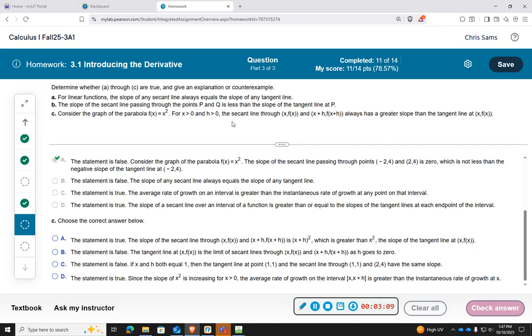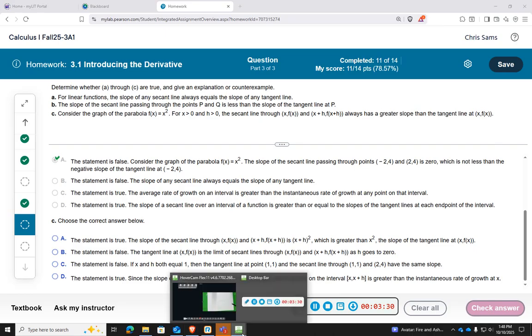Well, we're thinking on the plus side. So let me look at this again. So the graph of the parabola here, the secant line through these 2 points always has a greater slope than the tangent line at x, f of x. Okay, so let me show you what this is saying. So I would say yes, that is true.